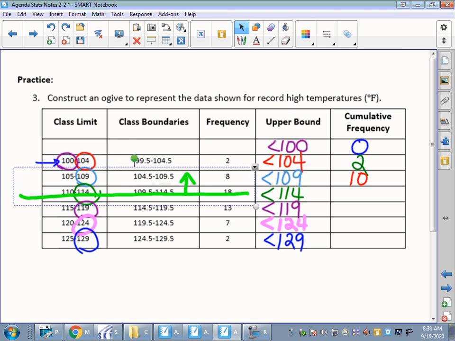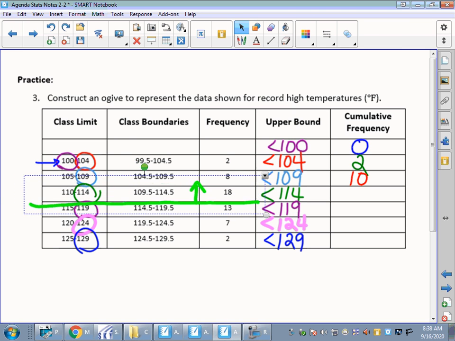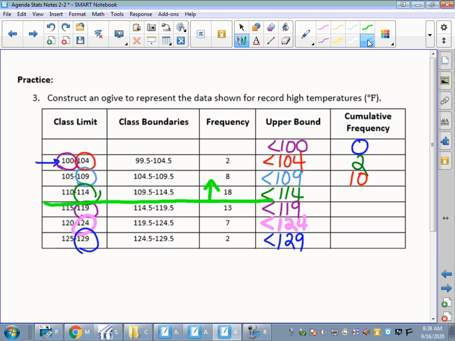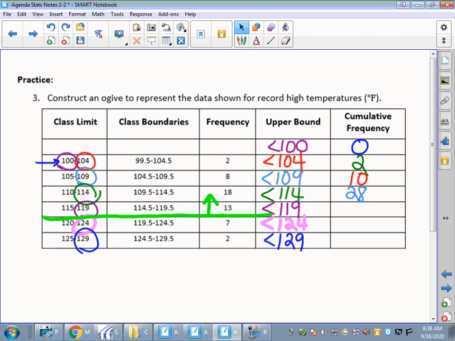This upper bound is saying how many data points do we have less than 114? Well, that's going to be the 18 plus the 8 plus the 2. Remember, it's like that bowling score. We keep adding the next number on. So that's going to be probably something like 28. How many data points do we have less than 119? Well, we just put 13 more in there. So that's going to be 41.